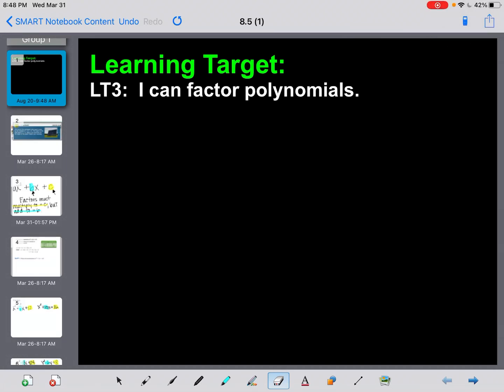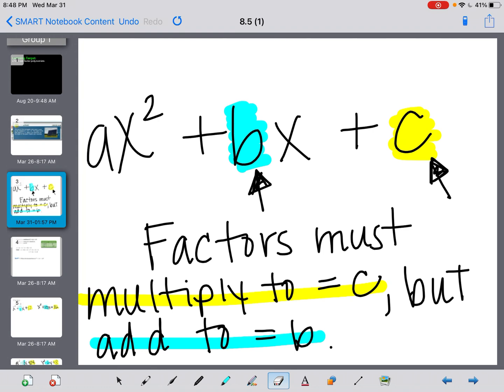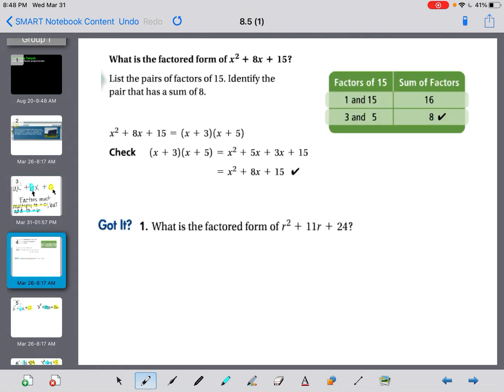Chapter 8, Section 5 is about factoring the quadratic formula, which is ax squared plus bx plus c. When we are factoring it, we're actually taking it apart, breaking it into two binomials. When you're trying to figure out the numbers that go inside your binomials, you have to find factors that will multiply to equal this c value, but add together to equal this b value. And I'll show you what that means.